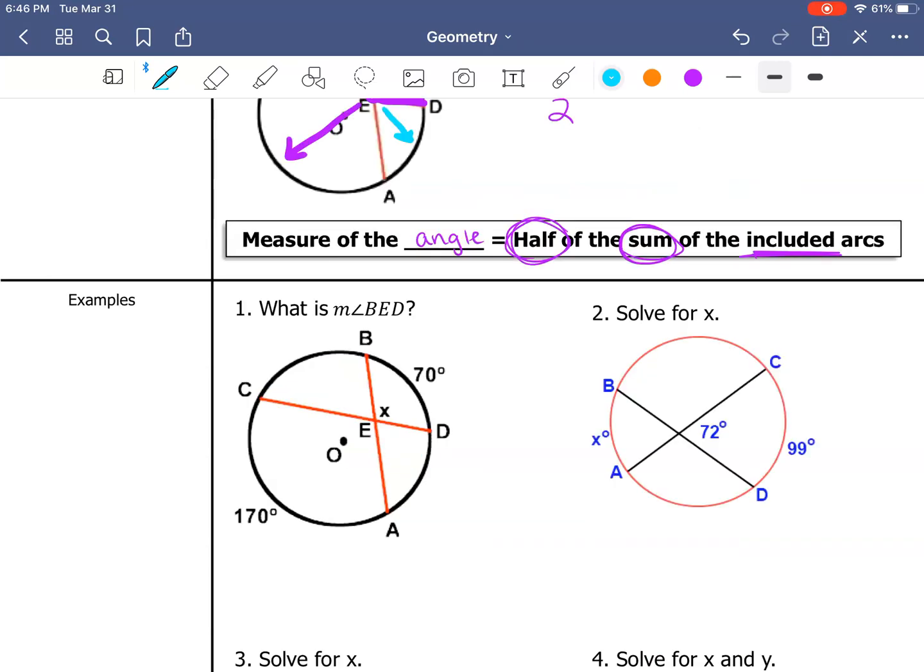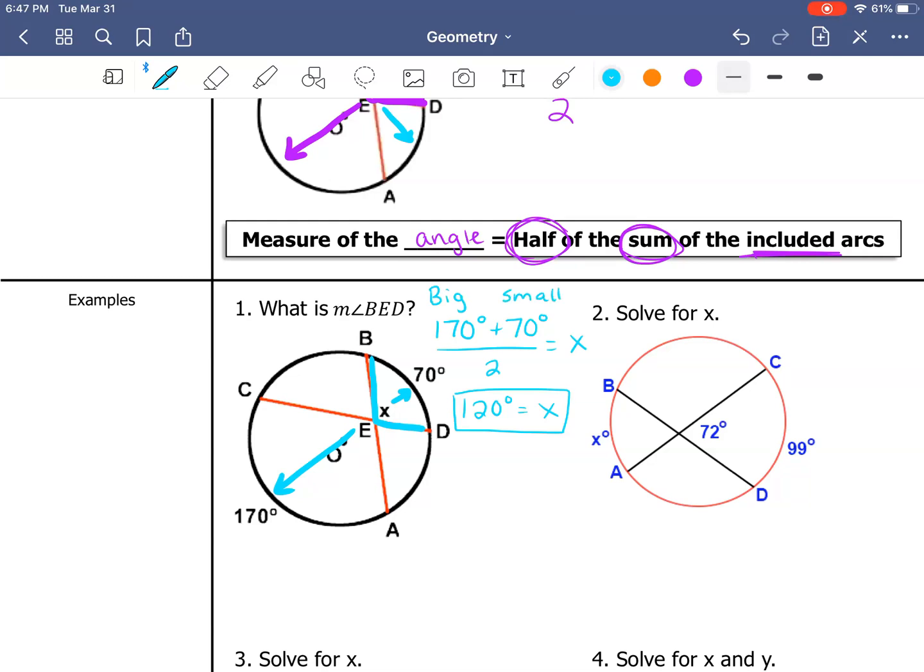So go ahead, pause the video, and see if you can figure out example number 1. The very first thing you should have figured out is the two arcs that are directly across from the angle that we wanted. We wanted angle BED. The two arcs directly across from that are 70 and 170. And we always want to do the big arc first plus the small arc.